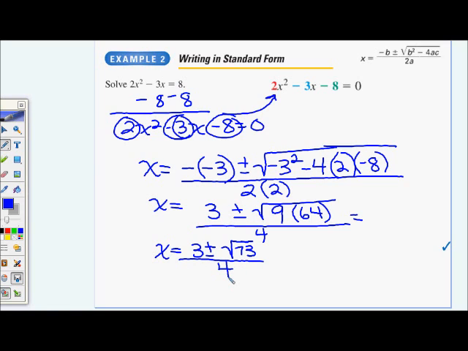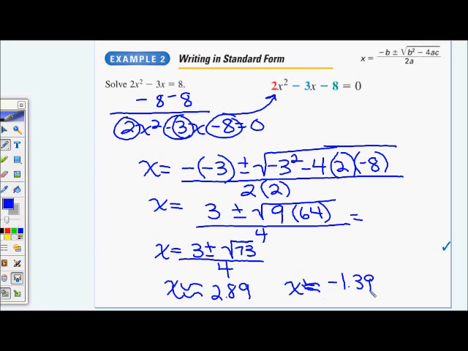Now this one, we're going to have to use our calculator and plug that in so we can get some approximations. So when we're doing the positive, x is going to turn out to be approximately 2.89. And when we're doing the negative square root value, again, let's make those approximate. X is going to be approximately negative 1.39.